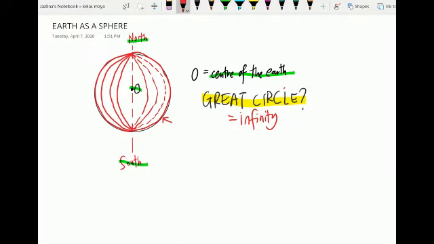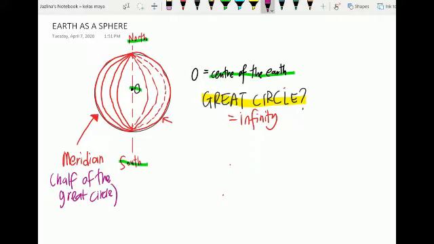Okay, and then next you need to know what a meridian is. Actually, a meridian is half of the great circle only. Okay, a meridian is only half of the great circle, so I write it down: half of the great circle.